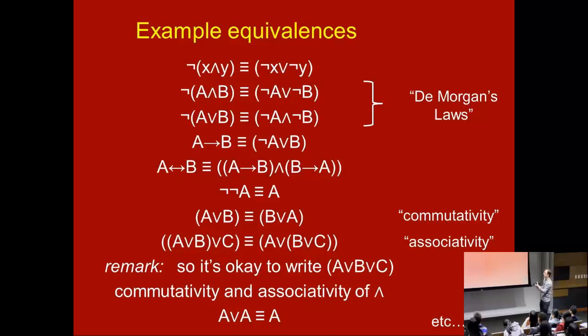If you don't like this if and only if, A if and only if B is the same as A implies B and B implies A. Double negation is the same as the original formula. This is an important one. A or B is the same as B or A. That's called commutativity of or.